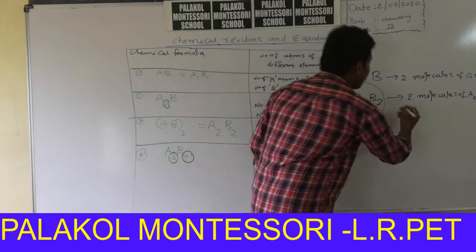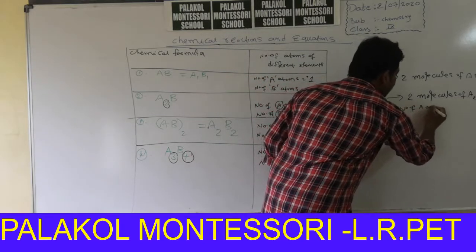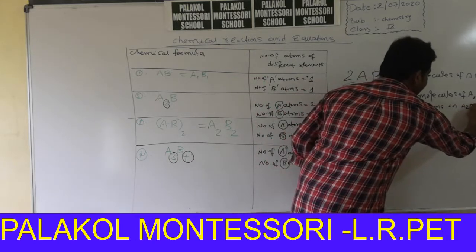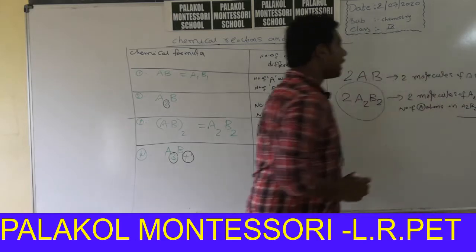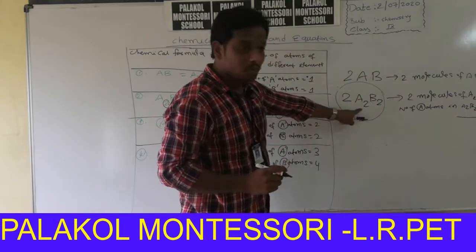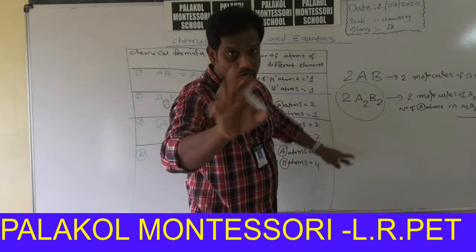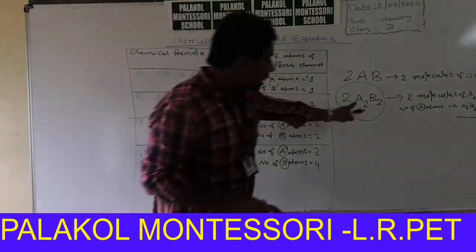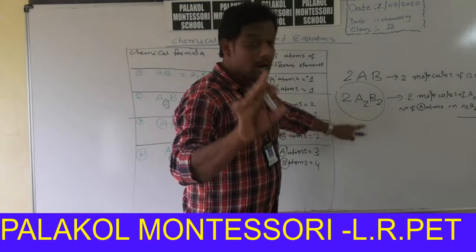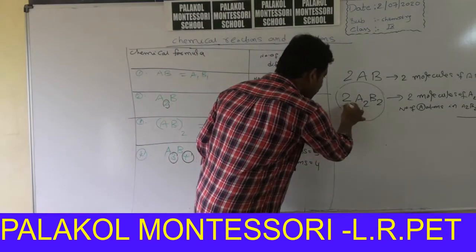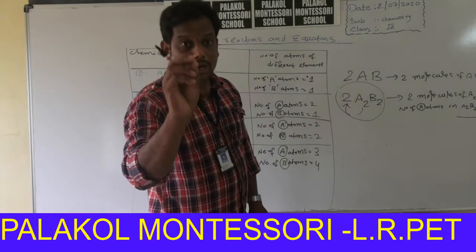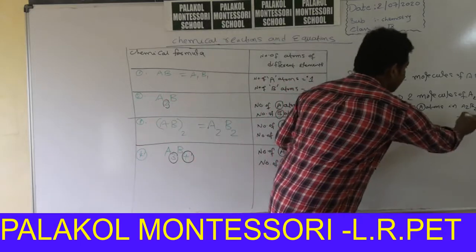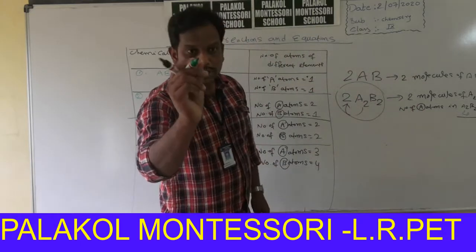Now tell me the number of A atoms in A2B2. Number of A atoms in A2B2 is not 2. In this case the number of A atoms in A2B2 is 2, but here you multiply this 2 with this 2 also. Why? Because A2B2 molecules are 2 in number. So now you multiply this 2 with this 2, then we will get 4. That means the number of A atoms in 2A2B2 is 4.